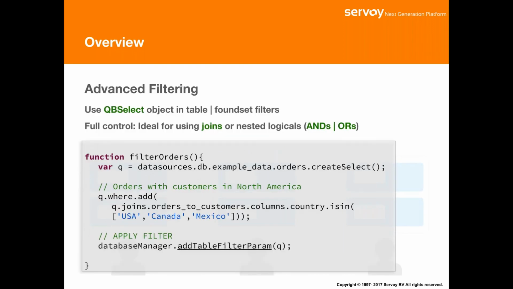Then we saw the advanced filtering, and what we did there is we used the QB select object instead of a traditional database data filter parameter, and in this case we limited it using a join, but you can do whatever you can normally do in Query Builder. It really just copies the where clause of your query and applies it to all queries to that data source.